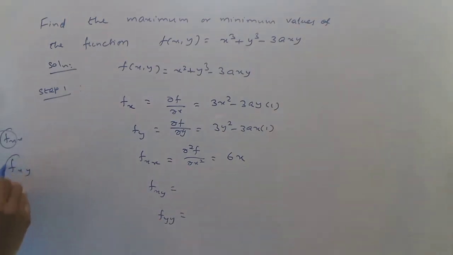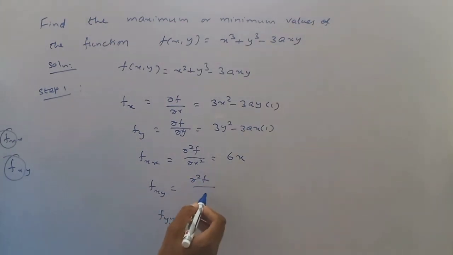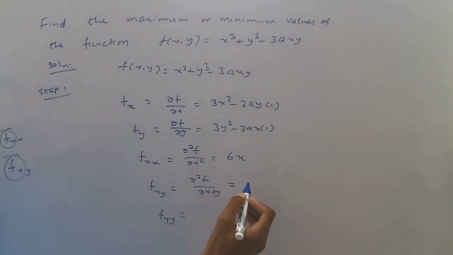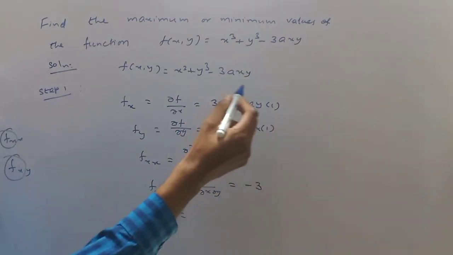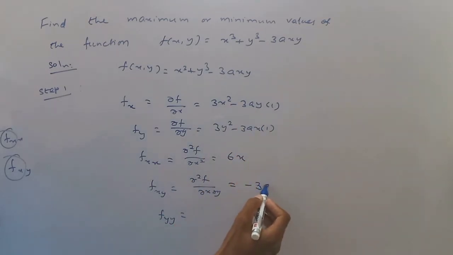Next fxy. fxy is fx with respect to y only. So dou square f by dou x dou y. fx is 3x square minus 3ay. With respect to y only, x is constant, so 0 minus 3a into y with respect to y, 1.